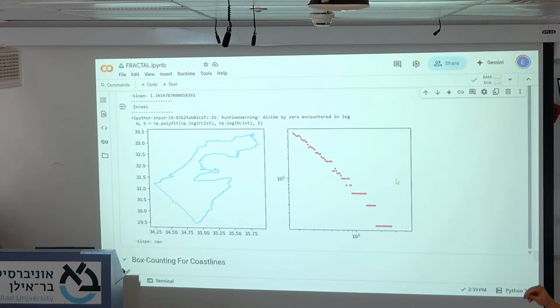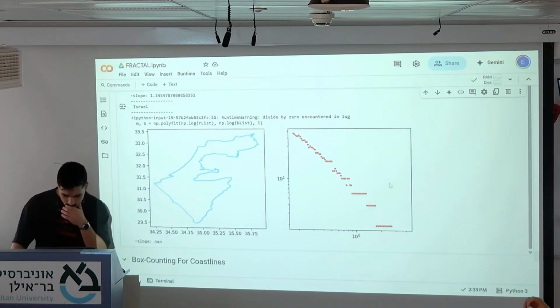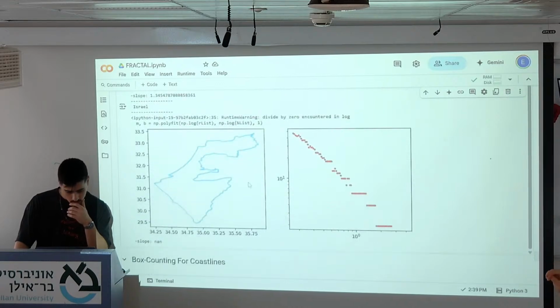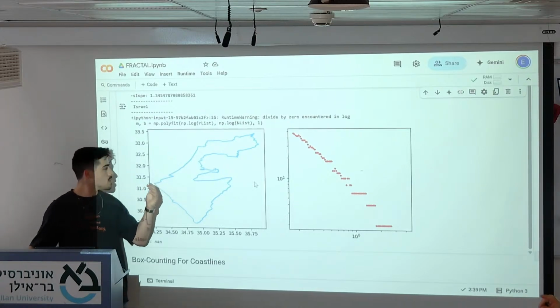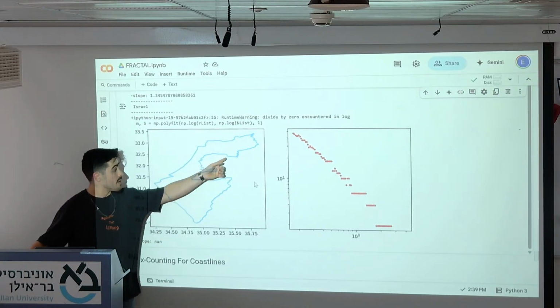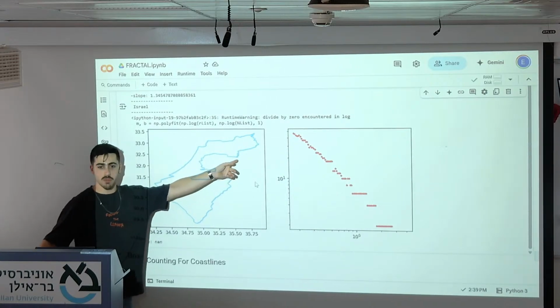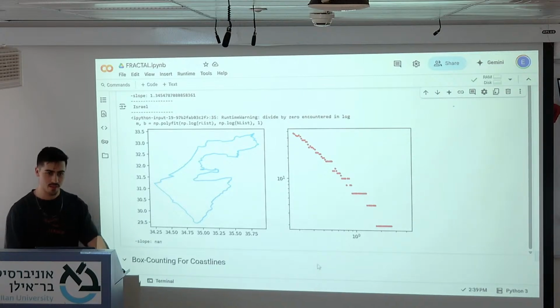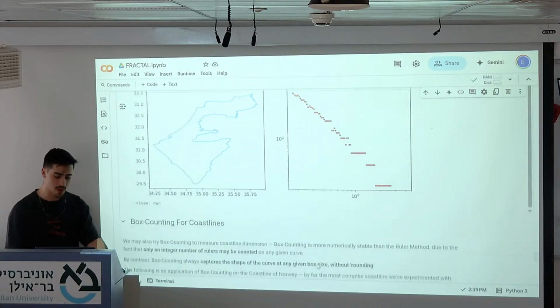So they just took the data from Google Maps or something, did it with the ruler method, and got a fractal dimension of 1.01. Okay, so it's a line, but a little bit fractal. That makes sense, because of Akko and Nahariya. You can see here it's the most complex part of the curve. All right, so for some ruler sizes it doesn't fit. Then it would probably work for box counting. Yes, it probably would. I'll try it.